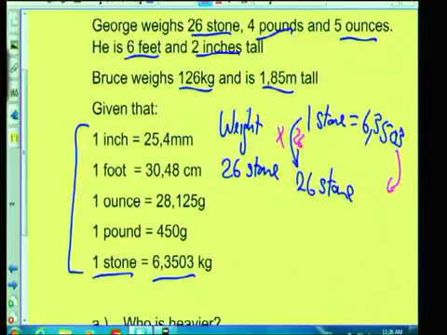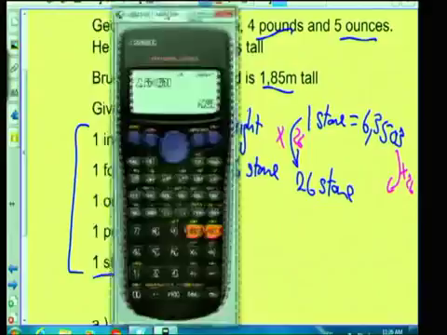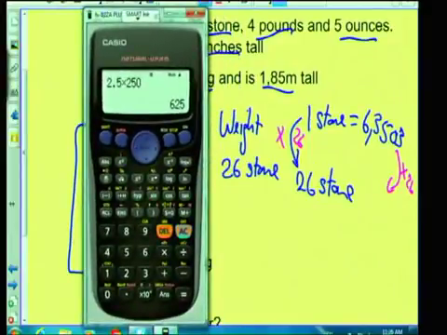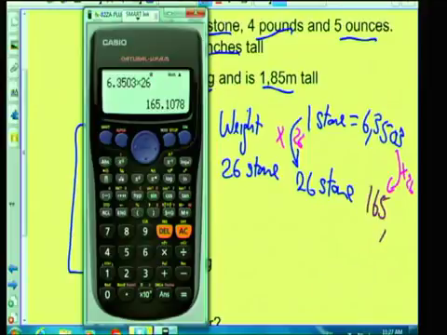So what am I going to do to that amount? I'm going to multiply by 26, and let's do that on the calculator. Let's take it across here so we can see it. We're going to take 6,3503 multiplied by 26, and we get 165,1078. I'm going to round off to 2 decimal places, 165,12. So in kilograms, 165,12 kilograms.